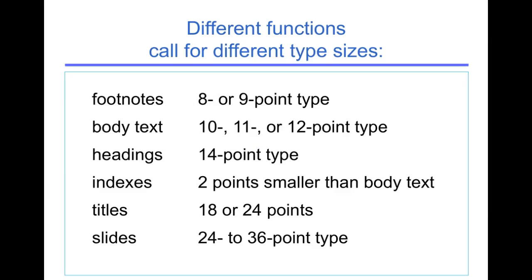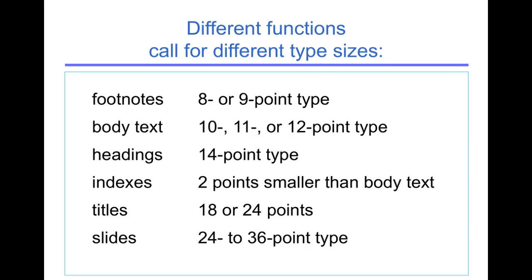There are also different size fonts that you use for different purposes. So if you're going to use footnotes, you would use an 8 or 9 point type, which is very small. Body text 10, 11, and 12. Generally 11 or 12 is what's more acceptable, but again, it depends on your document, the type of document, how much information you want to get out there.